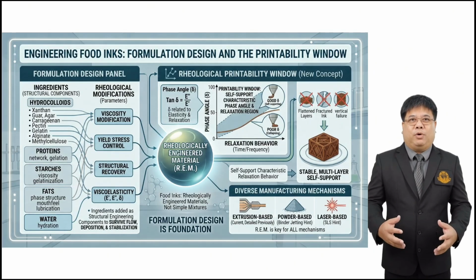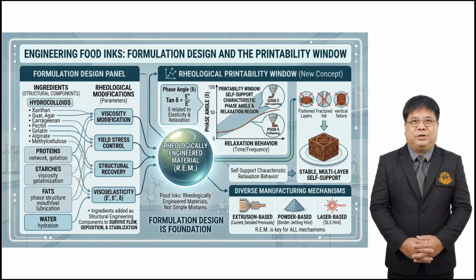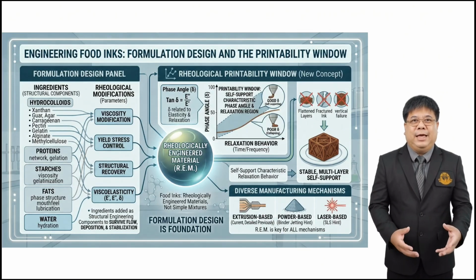This reinforces an important concept in food printing. Food inks are not simply edible mixtures. They are rheologically engineered materials. That engineering begins with formulation design. Hydrocolloids such as xanthan gum, carrageenan, pectin, gelatin, alginate, methylcellulose, guar gum, and agar are frequently used to modify viscosity, yield stress, and structural recovery.